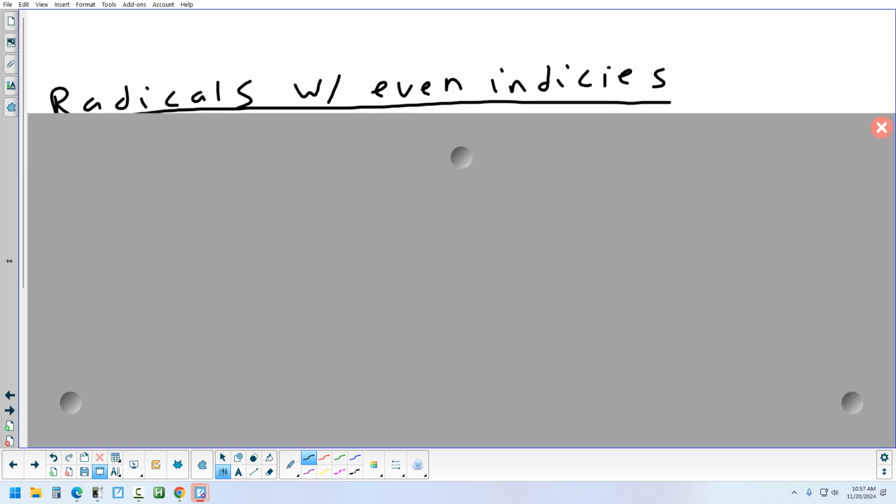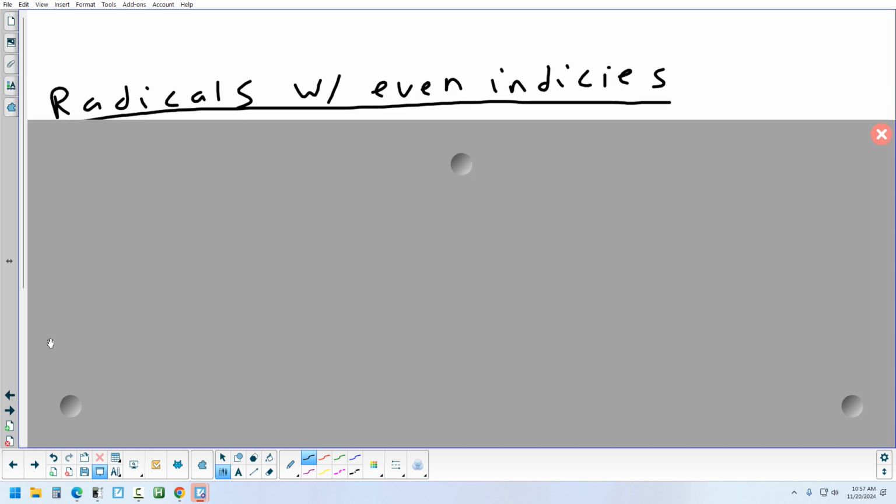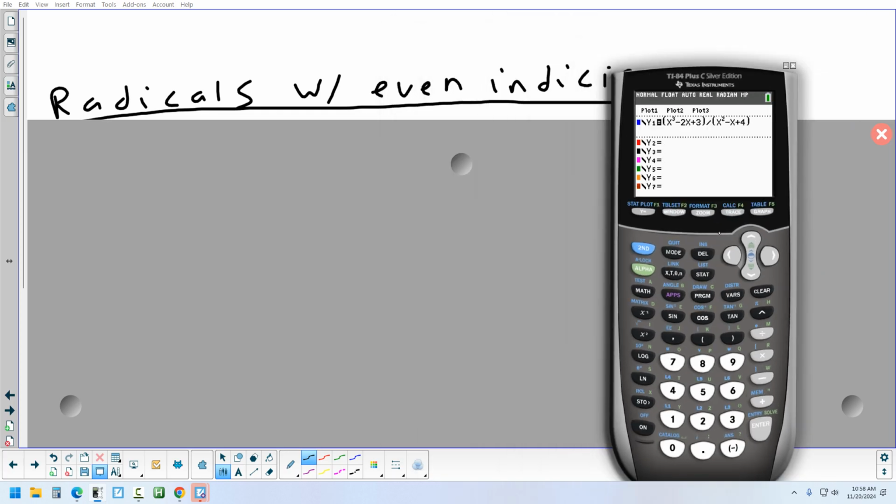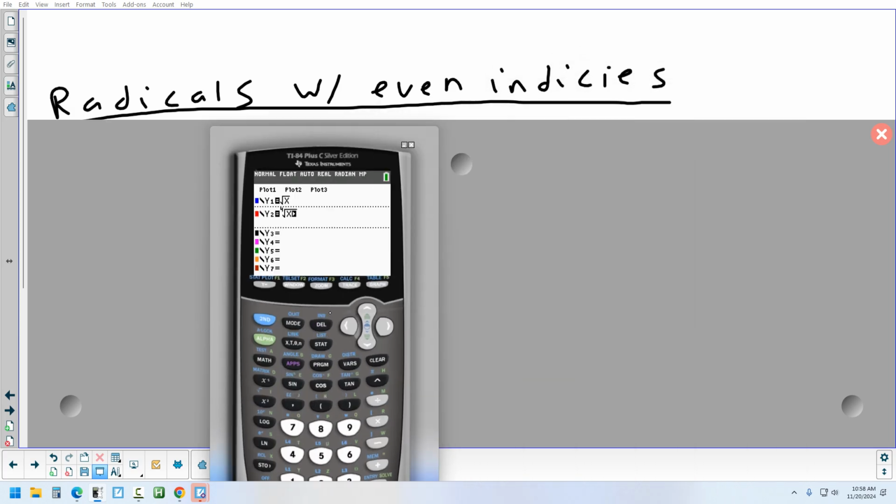All right, so let's graph a couple roots that have even indices. Let's do like a square root and a fourth root. And I just want you to see what they have in common. Okay, because they will have something in common. A couple things. So here's the square root. And how do I do a fourth root? You type in a 4. And then Math, Option 5. Okay. So I'm going to graph those.